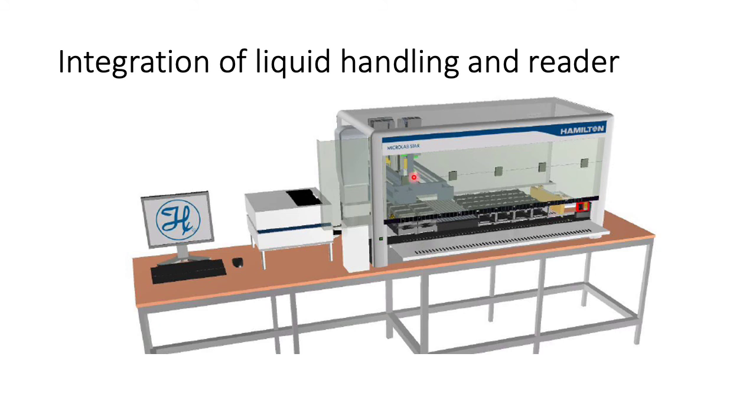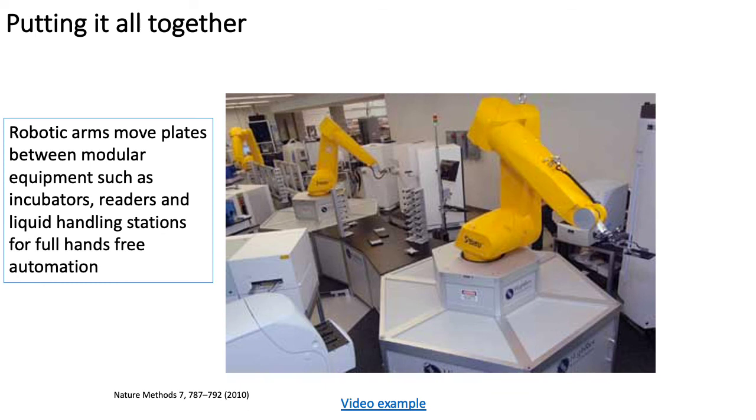Here we've got the liquid handling, so the robot can dispense into the plates, and then there's an incubation going on. We can actually even attach modules here, so we can attach an incubator. Afterwards, we can read in the plate reader. We can put all this together, and we can take the robotic arms and move the plates between the module equipment. These are the robots which are moving between bits of equipment, between the incubator and the readers. You'll need one arm to do most things, but they can do that. So they can move between the incubators, the readers, and the liquid handling stations, and this allows for full hands-free automation.